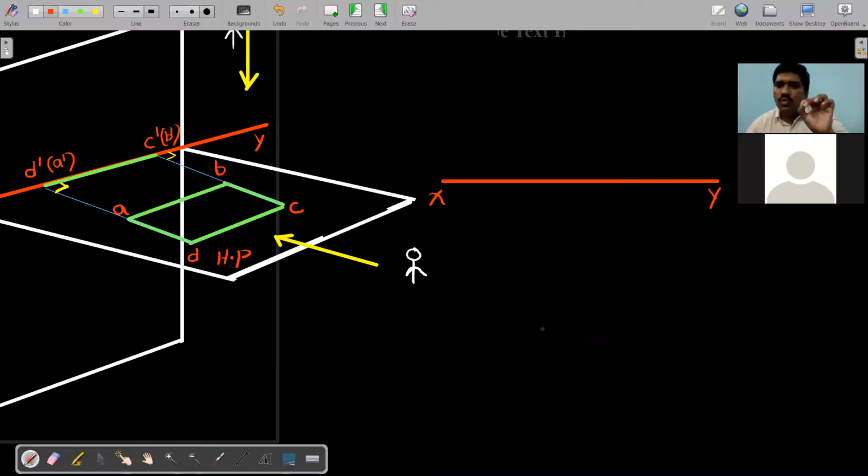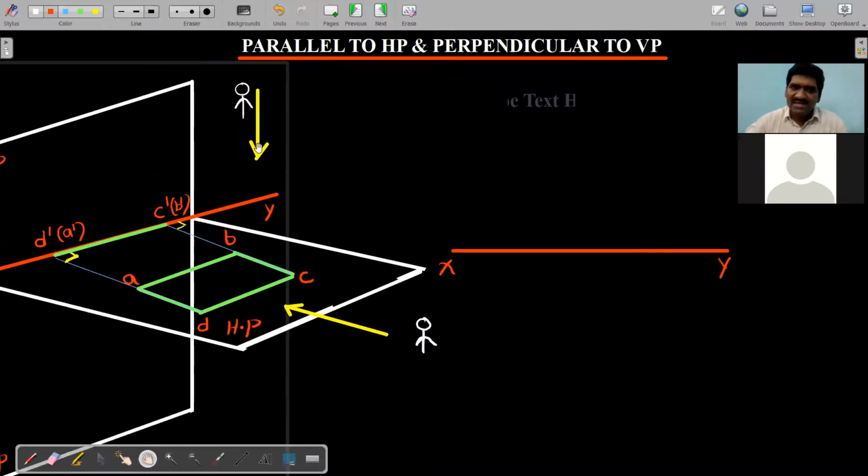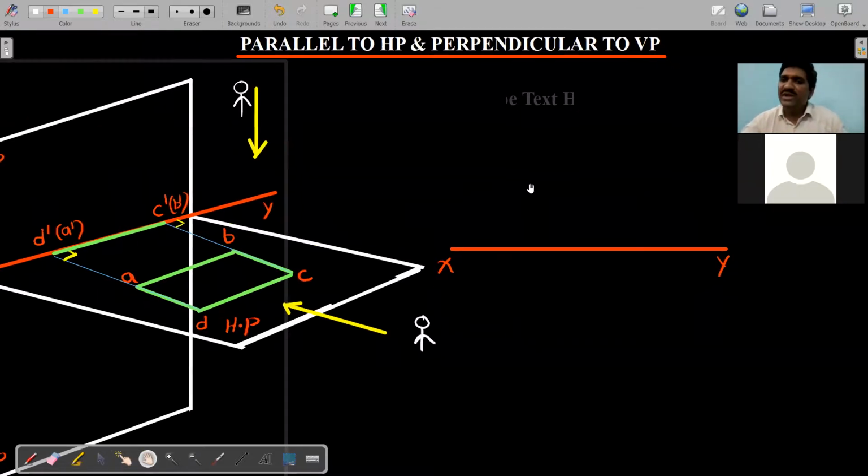In which view can you see the true shape of the object? I can see the true shape of the object only in the top view. Then start with the top view, then go for the front view. Am I right or not? In the previous case, you could see the entire true shape of the pentagon in the front view. Therefore, we started with the front view and ended with the top view.